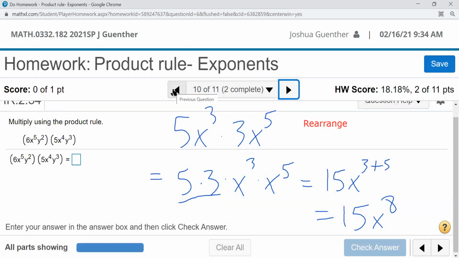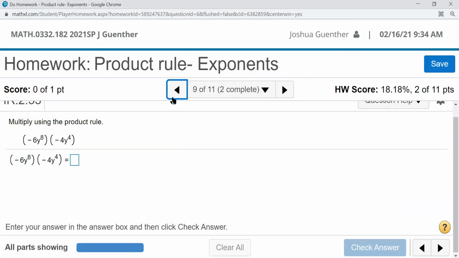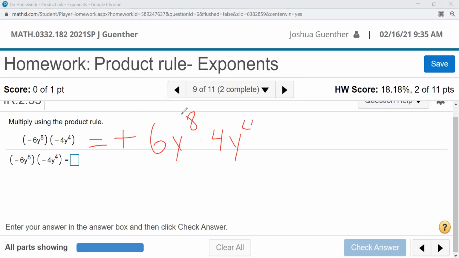Let's see. We'll work these together. This one looks daunting. Don't let it scare you. You've got a negative 6y to the 8th times a negative 4y to the 4th. First of all, you have a negative times a negative, so it's going to just become positive. And then you can drop the parentheses. It'll be 6y to the 8th times 4y to the 4th. And it'll be positive. Technically, you don't even have to write the positive sign.